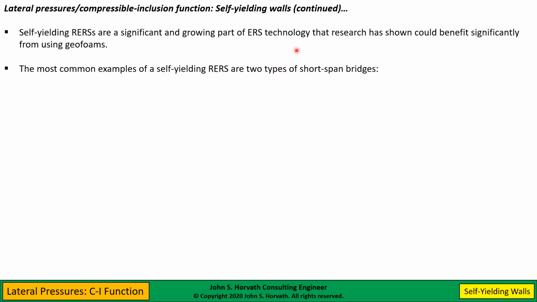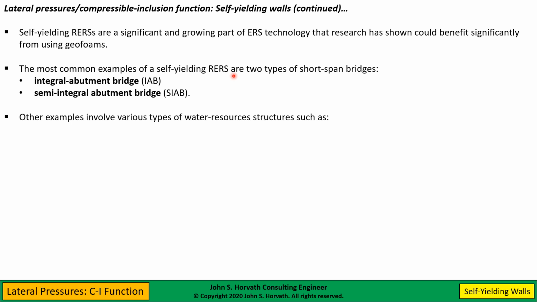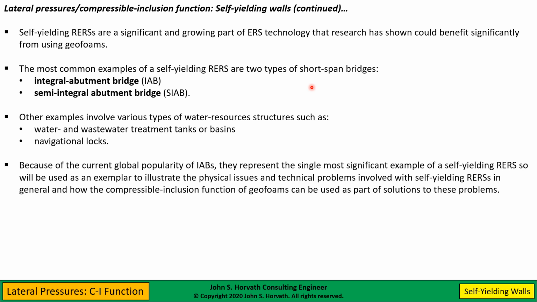The most common examples of a self-yielding rigid earth retaining structure are two types of short span bridges, what we call an integral abutment bridge and a semi-integral abutment bridge. There are other examples. These are typically water resources structures, such as a wastewater treatment tank or basin, or a navigational lock. They undergo very similar behavior. Because of the integral abutment bridges, or IABs, are globally very popular and have been for some decades now. They're the single most significant example of what I call the self-yielding rigid earth retaining structure.